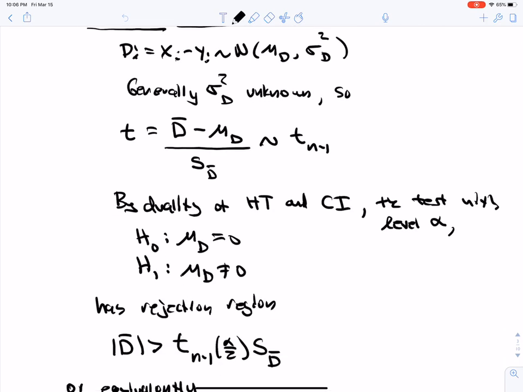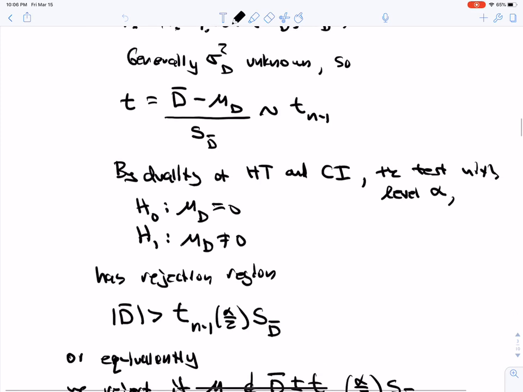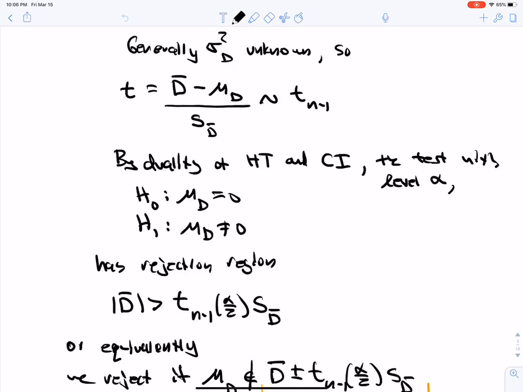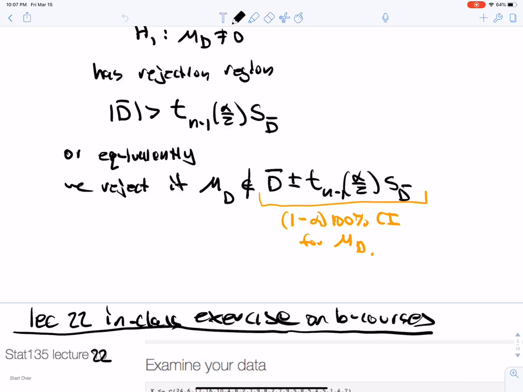And so by duality of hypothesis testing and confidence intervals, the test with level alpha, with null that mu d is 0 and alternative mu d is not 0, has a rejection region: d bar is greater than t n minus 1, alpha over 2, times SE of d bar. Or equivalently, we reject if the true population mean for D is not in the 1 minus alpha 100% CI for mu d.